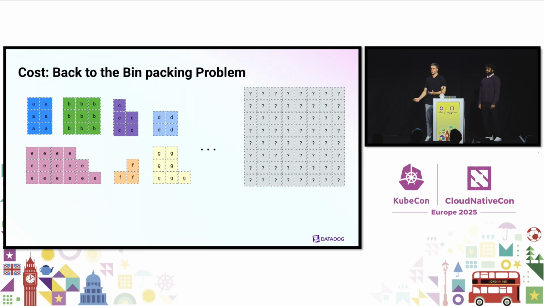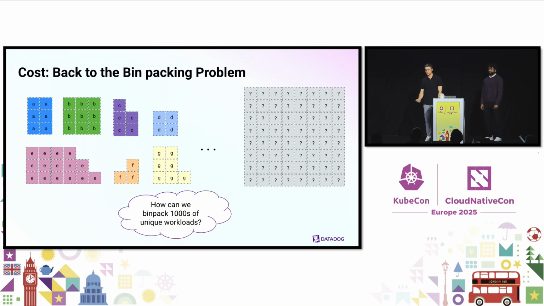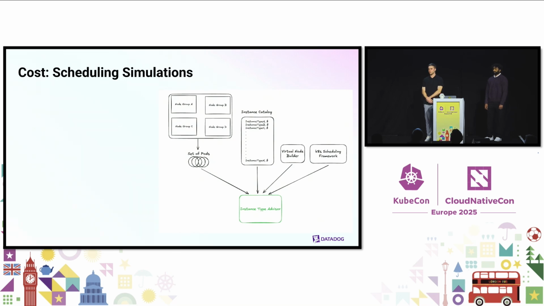In addition, with things like VPA, we know that the resource requests of pods might not be static, they might be dynamic, and we still want to be able to bin pack these workloads. So the question then becomes, how can we bin pack thousands of unique workloads? To solve this problem, rather than approach it from a theoretical point of view, we decided to use scheduling simulations.